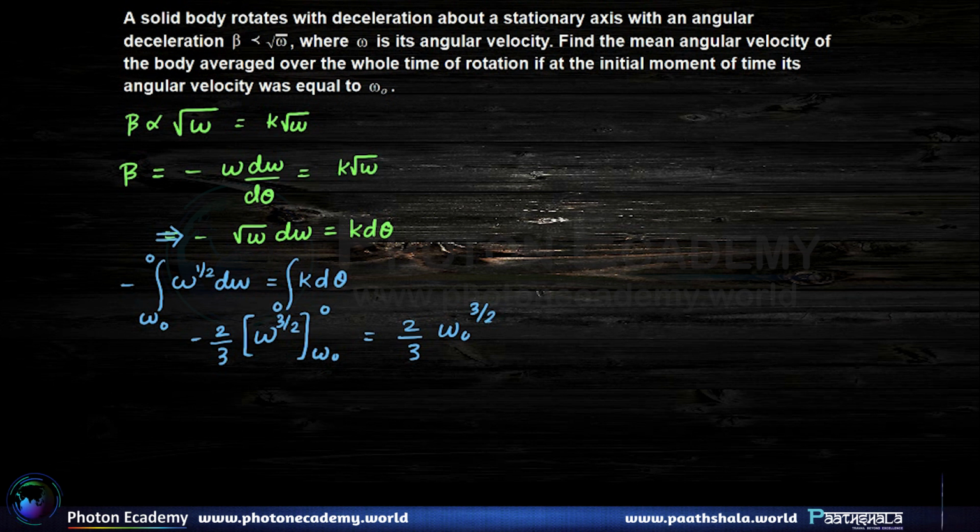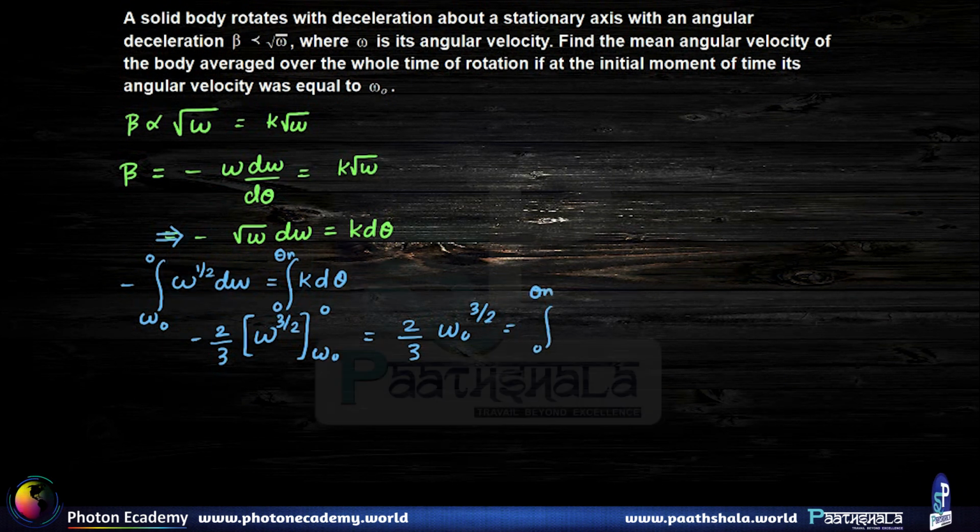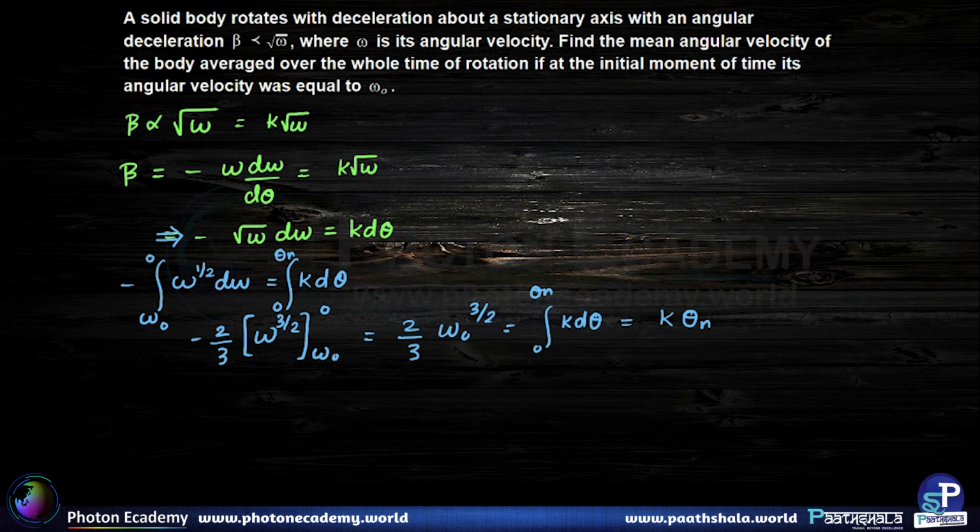Now on integrating the right hand side, what do we get? Initially the angle covered was 0, then the angle covered becomes theta net. So the right hand side becomes the integration from 0 to theta net of k d theta, which is simply k theta net. So now we have found theta net in terms of omega naught. Another important thing that has to be done is to find the time. We do not know the time yet, so let us analyze and find it.